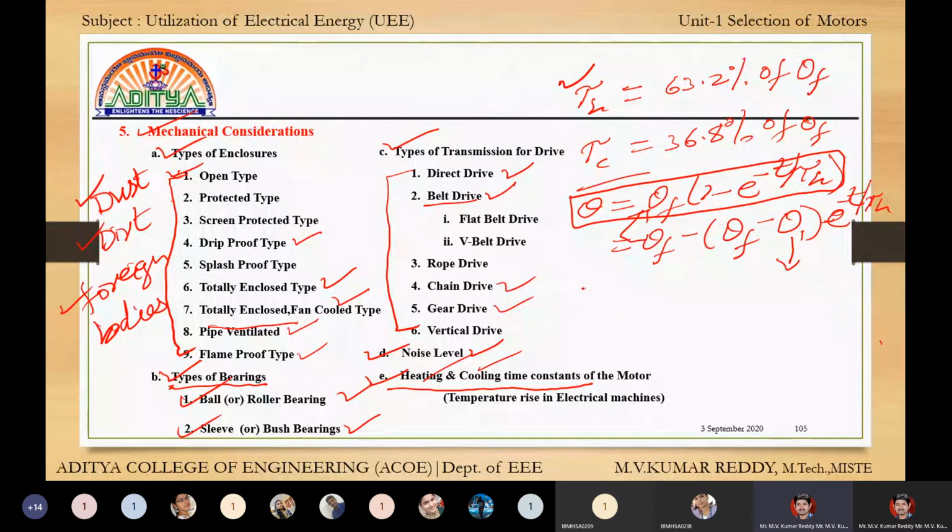Next one is for the cooling time constant. For the cooling time constant, theta equals theta f into e power minus t by tau c, where tau c is the cooling time constant.